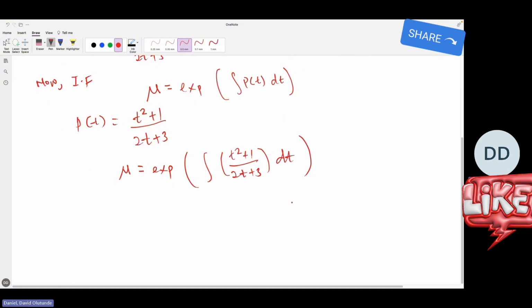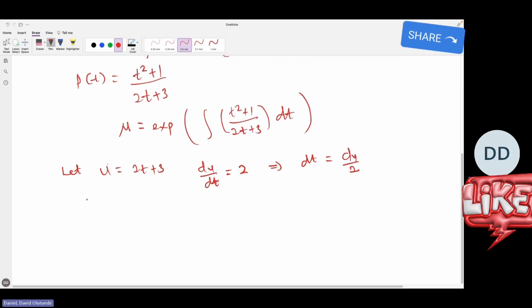Yes, so in order to solve this kind of problem, I'm going to use a substitution. Let u equals 2t plus 3. If you let u equals 2t plus 3, that means du/dt is what? Equals 2. So this implies that dt equals du over 2. And from here, you could have that your t is simply what? (u minus 3) all over 2.